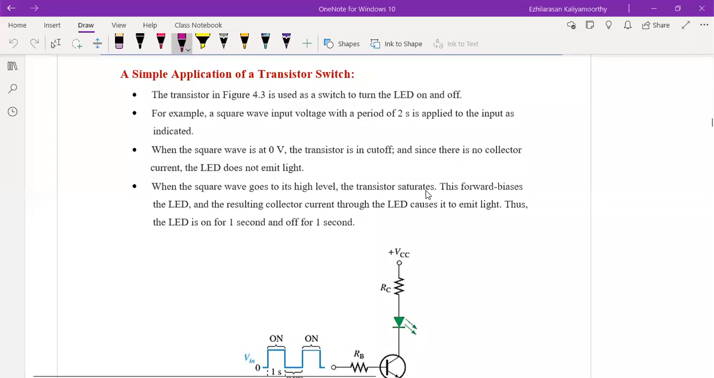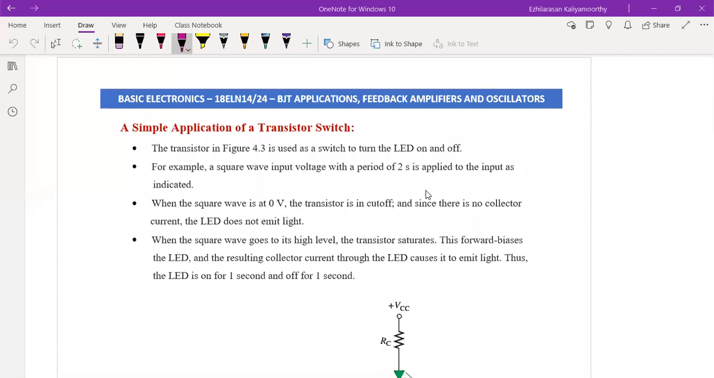Let us discuss today a simple application of BJT as a switch. In the previous class, we studied the BJT, then we studied how the BJT acts as an amplifier, then we studied how the BJT acts as a switch. Then we saw some numericals related to that.